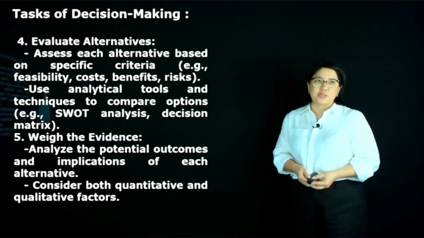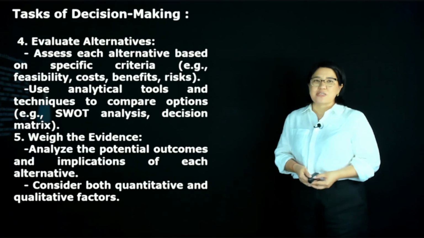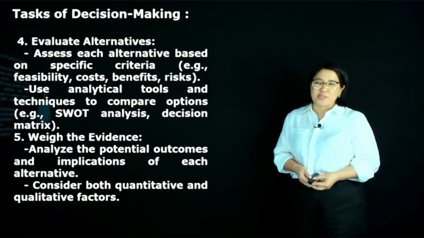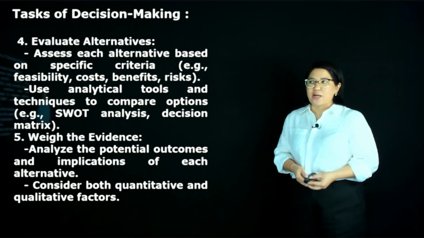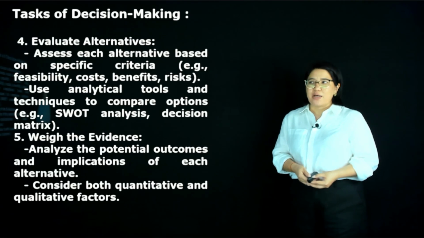Next, we continue to consider the tasks of decision-making. Evaluate alternatives: assess each alternative based on specific criteria, for example, feasibility, cost, benefits, risk, and others. Use analytical tools and techniques to compare options, for example, SWOT analysis, decision matrix, and others. Weigh the evidence, and analyze the potential outcomes and implications of each alternative. Consider both quantitative and qualitative factors.